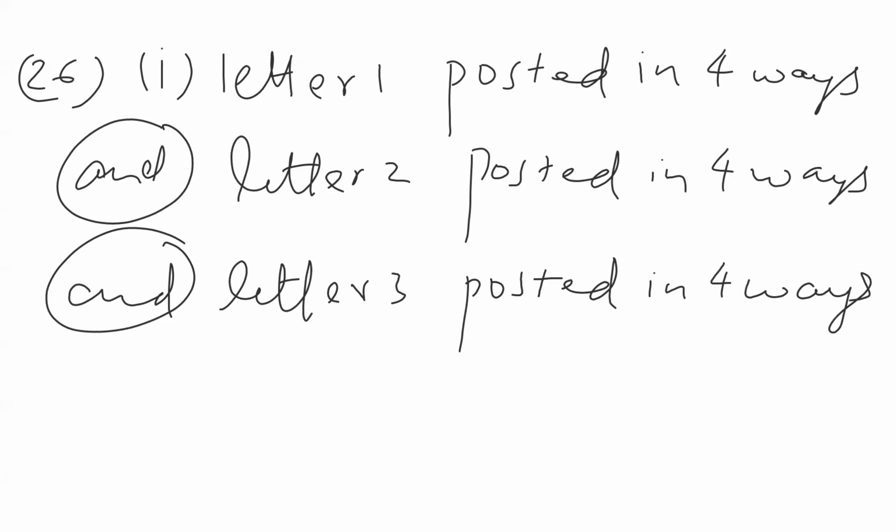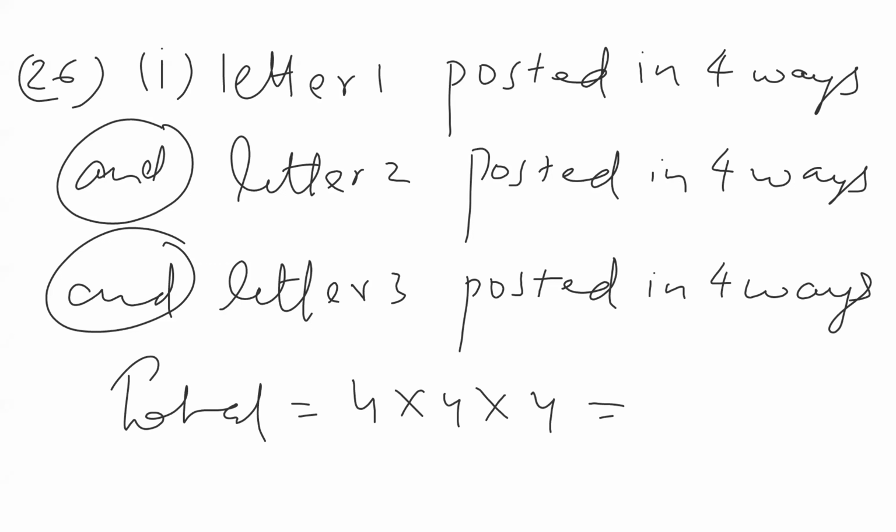Third day, third person. For example, Akshay sir comes with a letter and he can post in 4 ways. There are 4 letter boxes in front of him. Fine. So the total will be 4 into 4 into 4, which is 64 ways in which the letters can be posted.